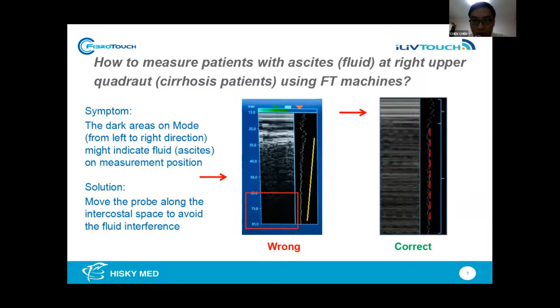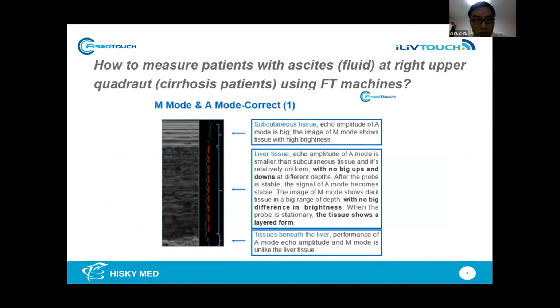It has the steady layers from top to the bottom, and you can see there's no big difference in the brightness. It is the gray layers, not black or white. So that is the correct picture. And we have two kinds of correct pictures for those cirrhosis patients, because for some patients, their liver is very small. So at the bottom of the I mode, you might see some non-liver tissue. There's a white part at the bottom, but it is a very small range. So it is also the correct image.